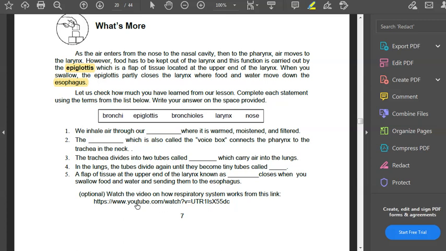Alright, so, to review, let us watch a video on how the respiratory system works.